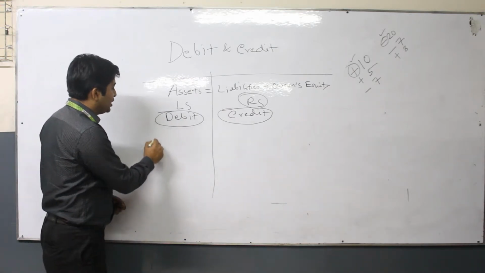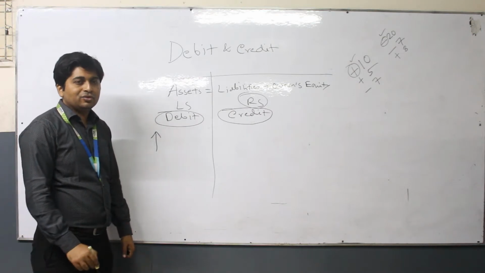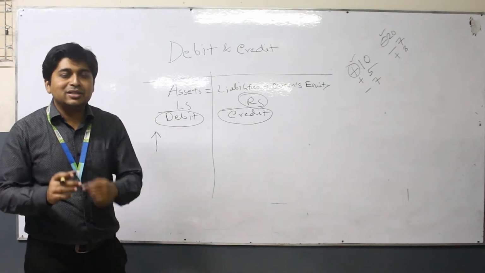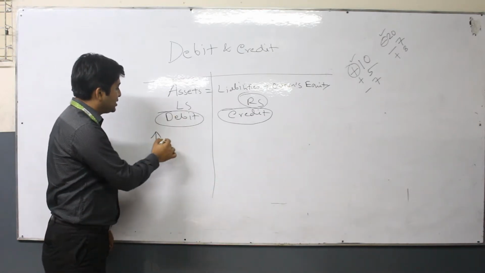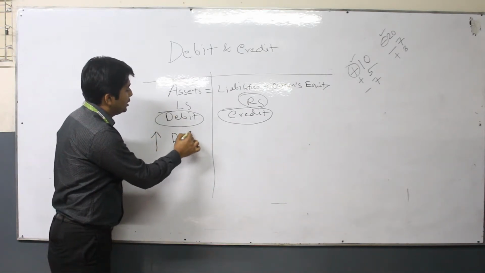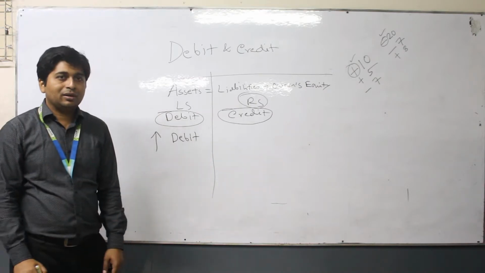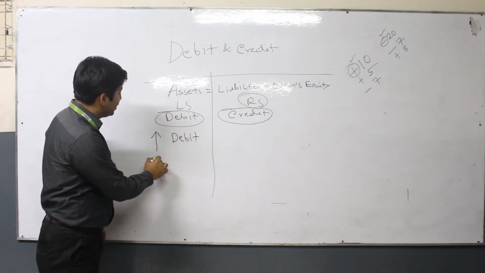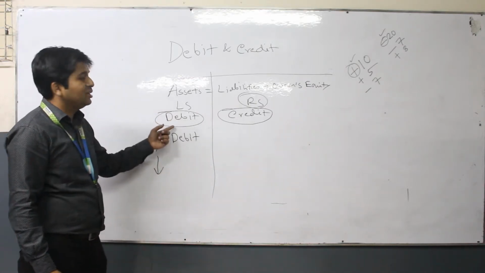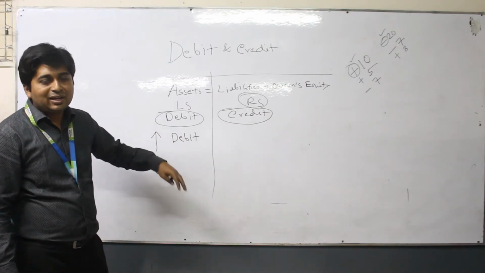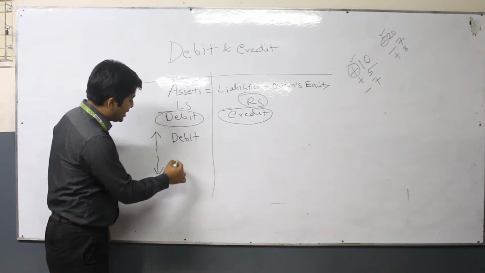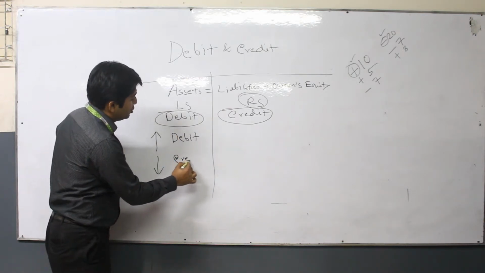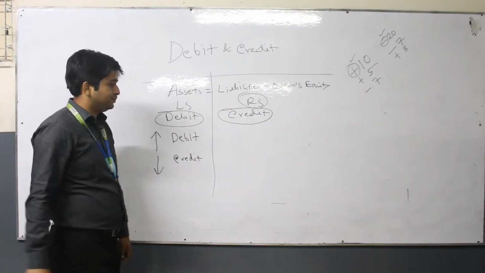So if I increase, of course I will increase into my basic signal. That means when the asset increases, that should also be debit. But if the asset decreases, then the signal should change. And in accounting, there are only two signals, debit and credit. So when the asset decreases, that should be considered as credit.